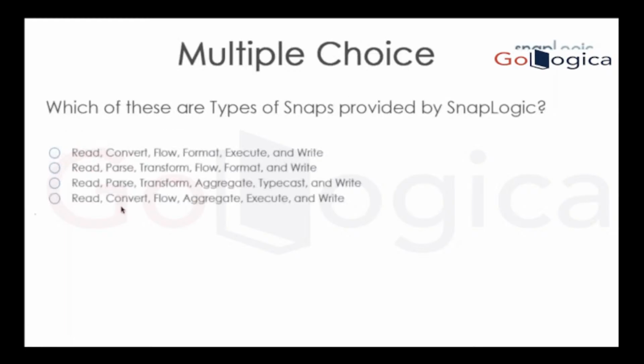Next, which of these are the types of snaps which we talked about? Which are the valid snap types? Read, parse, transform, flow, format, return. The second one, right?